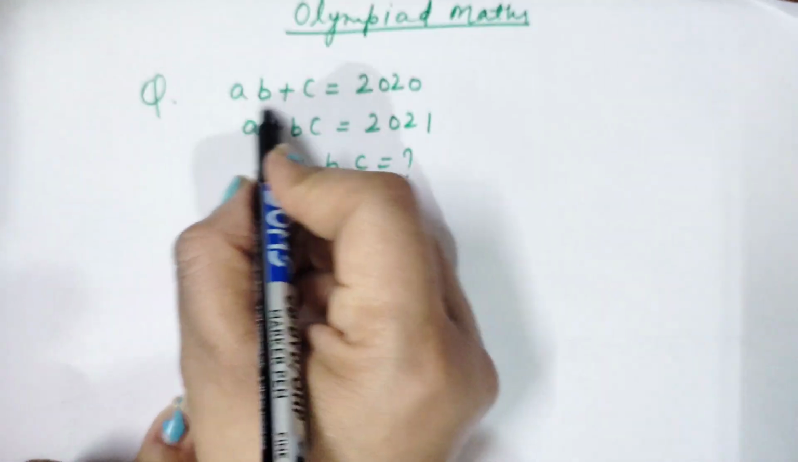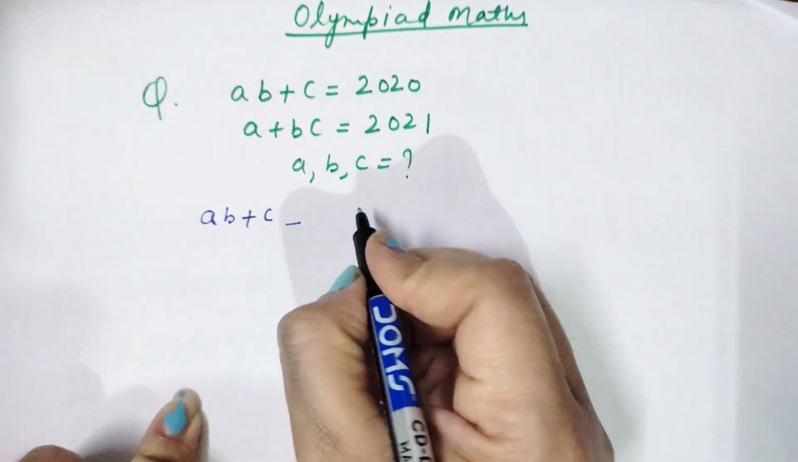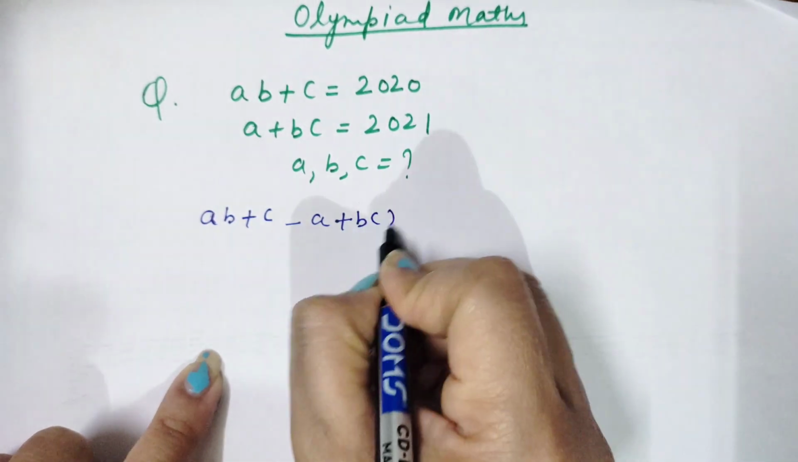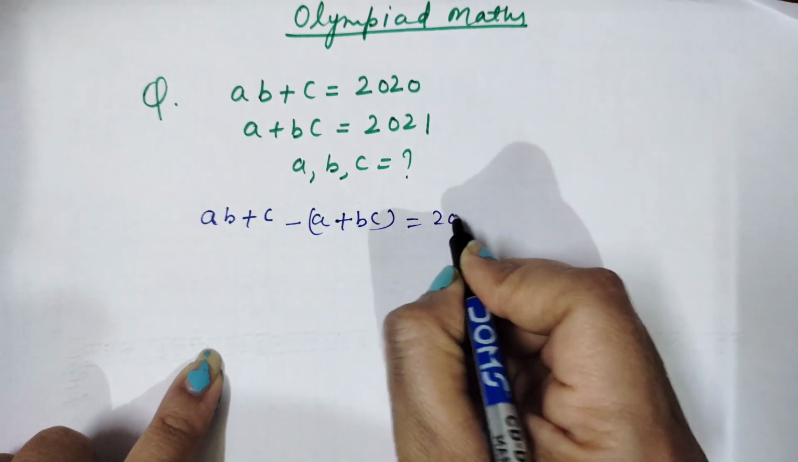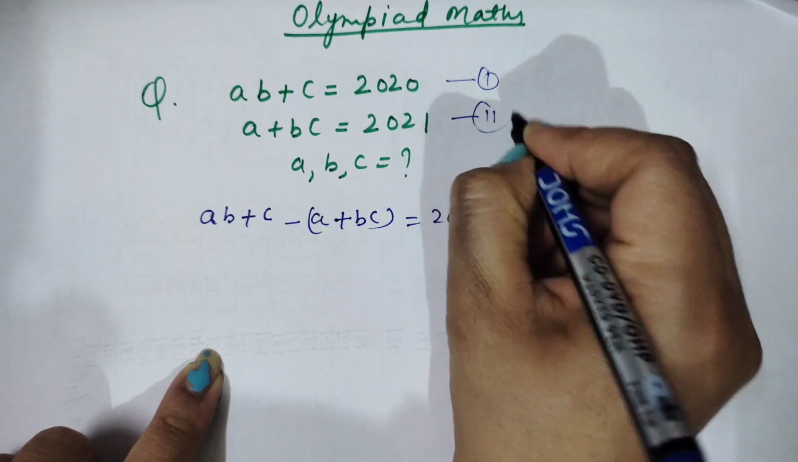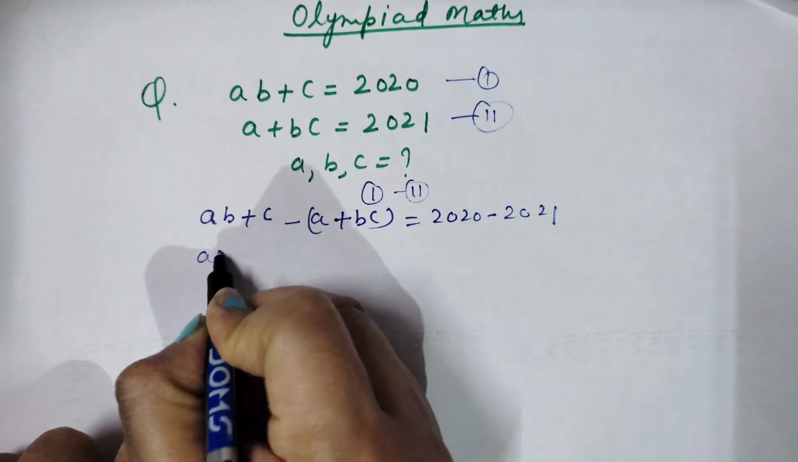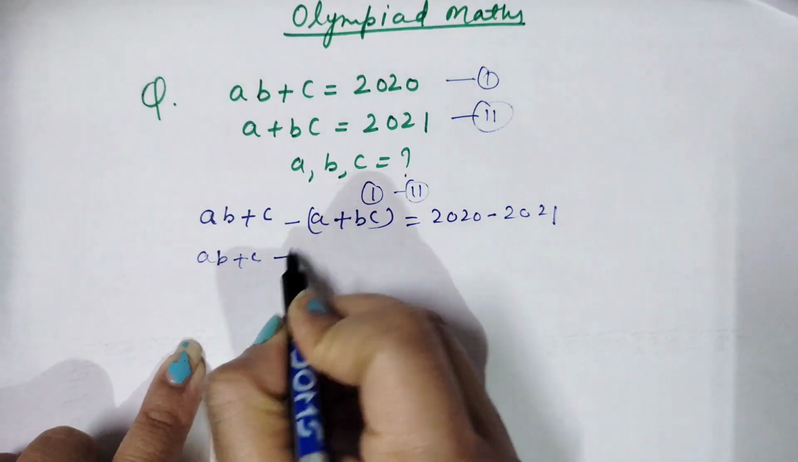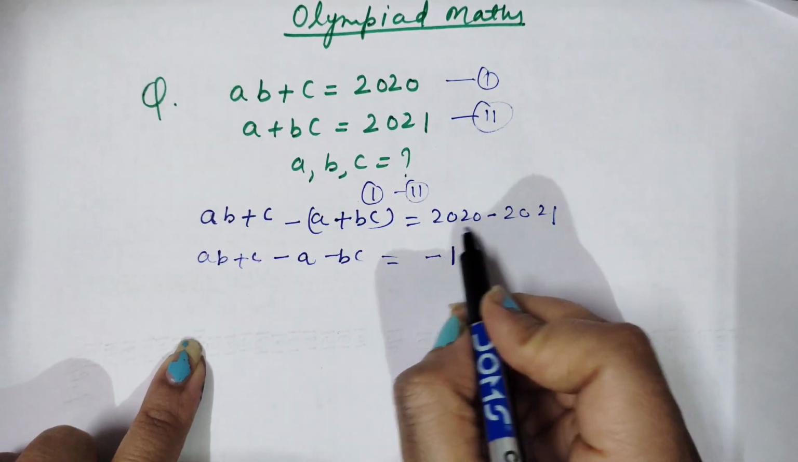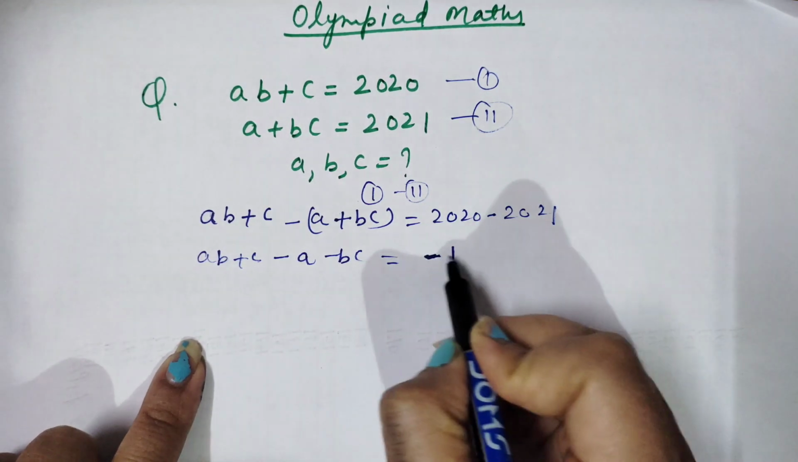So let's see, AB plus C minus A plus BC. We will subtract these two equations. This is equation number 1, this is equation number 2. So AB plus C minus A minus BC, and it is minus 1, since 2020 minus 2021, and 2021 is the greater number, so the sign should be a minus.